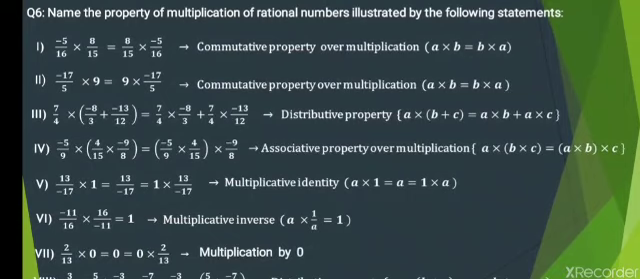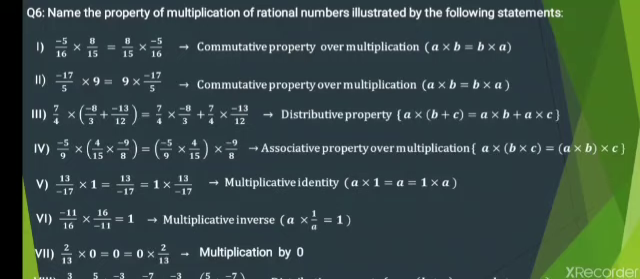So which property is this? Distributive property. Why? Because we are distributing 7 by 4, the term outside the bracket, to both the terms, that is minus 8 by 3 and minus 13 by 12. Okay, so this is A into B plus C is equal to A into B plus A into C. This is of this form. That is why this property is distributive property.